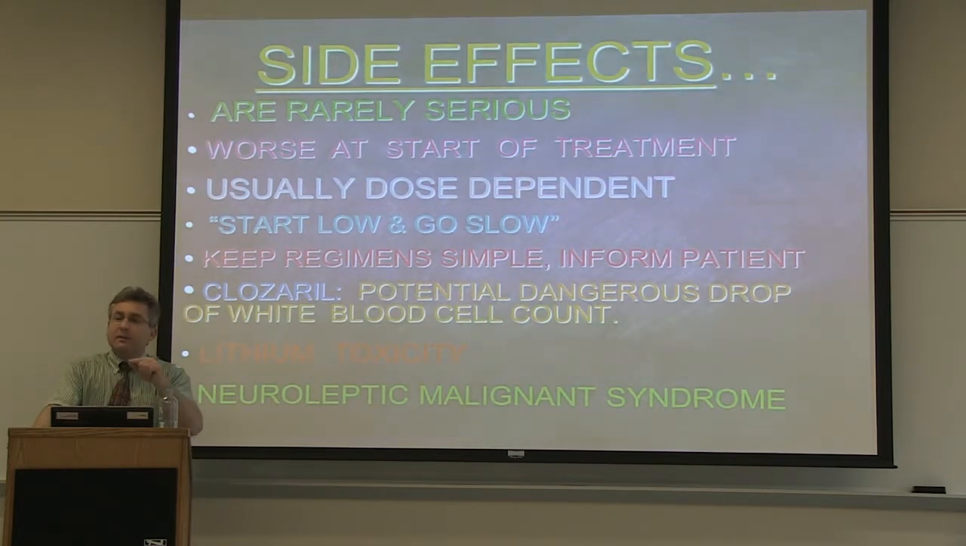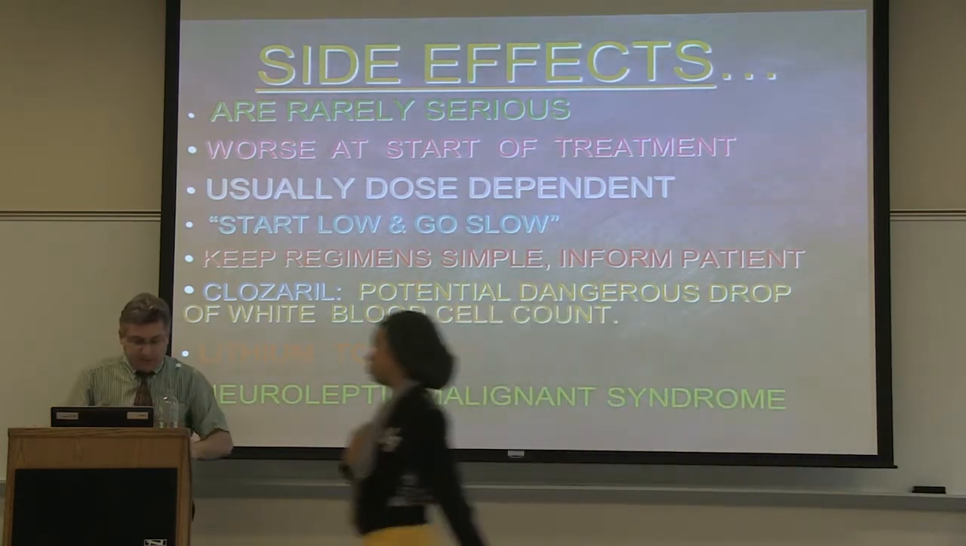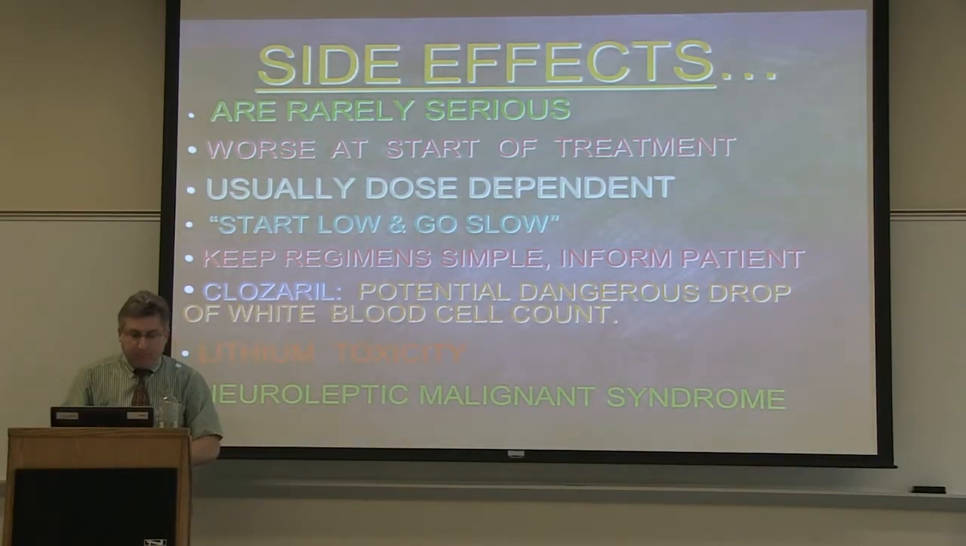The way to treat it is sometimes you have to increase the dose of the antipsychotic. It's like one of those catch-22s. And so that temporarily makes it better, but then eventually it gets worse. So the best thing to do is try to avoid that in the first place. The newer antipsychotics have much less of an incidence of that. But I think what you're noticing is called tardive dyskinesia.